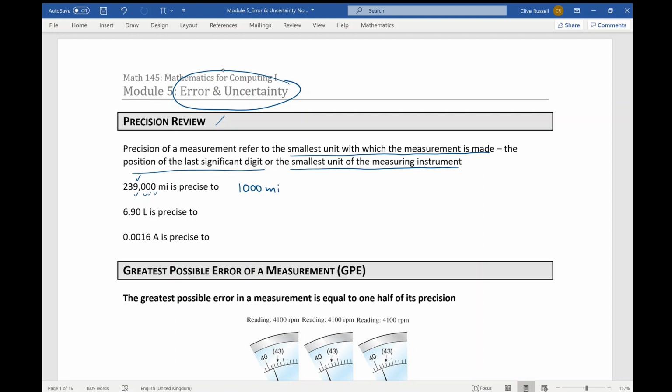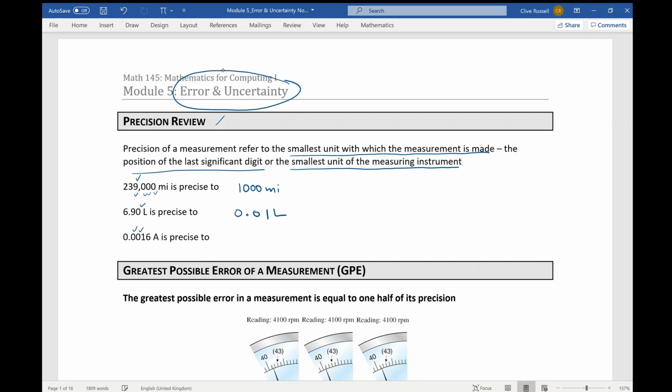6.90 liters. Well, the precision is to 2 decimal places, or in the tenths, hundredths position. So it's going to be 0.01 liters.